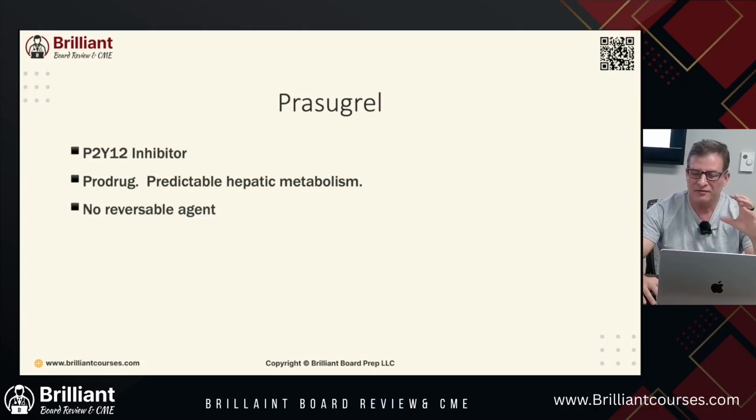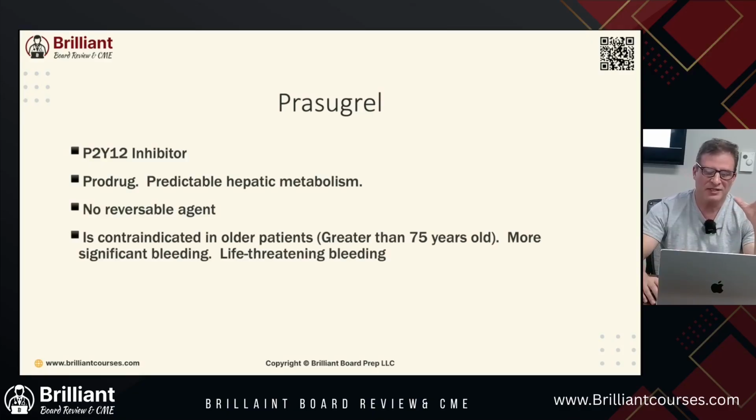Now, the side effects in this is that it's contraindicated in older patients, okay? So this is greater than 75 years old. They can have more significant bleeding than they can with clopidogrel or aspirin, and it can be life-threatening bleeding.